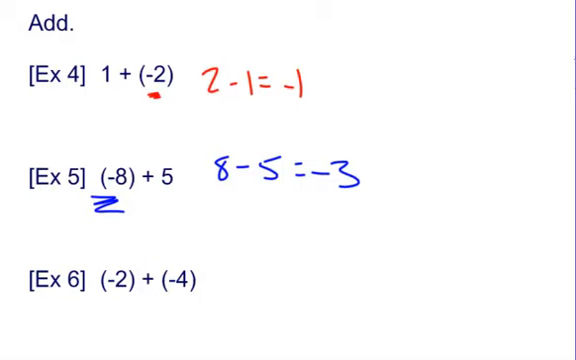Number 6. Signs are the same, so we add. And by signs, I mean positive or negative. They're both negative, so we add. 2 plus 4 is 6. Higher number 4 is negative, so it's going to be negative 6.